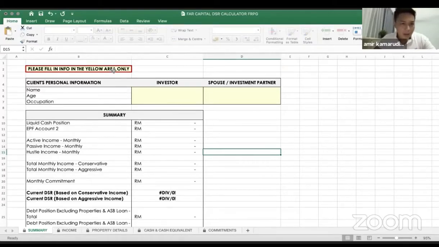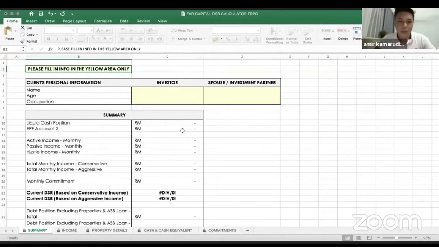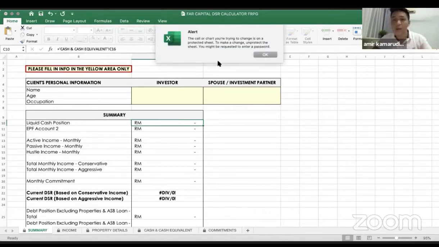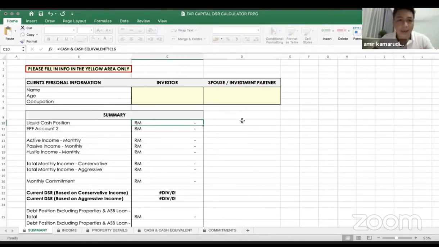I want to highlight here, please fill in info in the yellow area only. So maksudnya yang tab-tab yang bukan kuning, ni kuning, yang ni bukan kuning, kalau you nak masukkan pun tak boleh sebab kita dah ada password protected. Siapa yang gatal tangan tu, minta maaf. So I will go through dengan you step by step macam mana nak isi. Kita habiskan semua tab ni dan kita tengok summary dia macam mana.